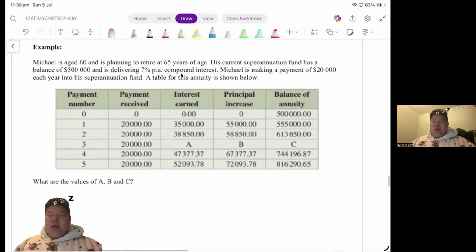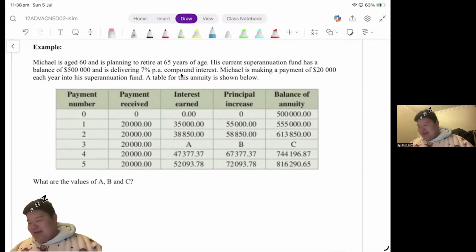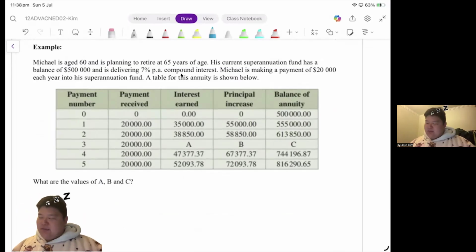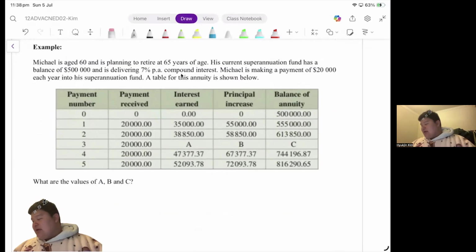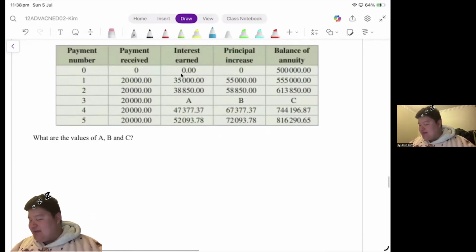Mikhail is aged 60 and is planning to retire at 65 years of age. His current super fund has a balance of $500,000 and is delivering 7% per annum compound interest. I wish I had $500,000. Mikhail is making a payment of $20,000 each year into his superannuation fund. The table for this annuity is shown below. What are the values of A, B, and C?